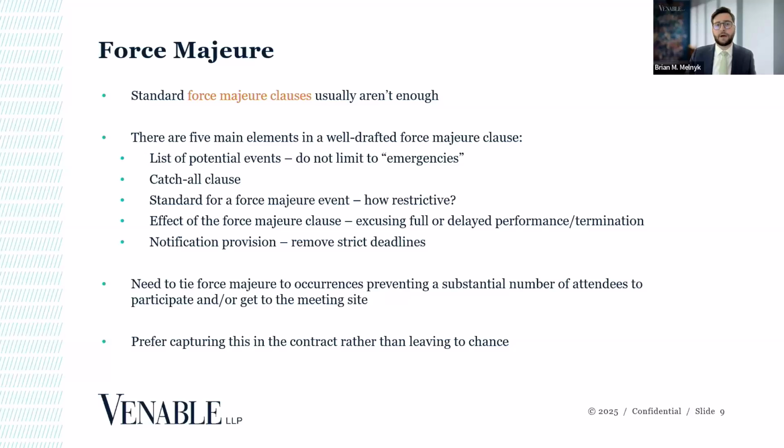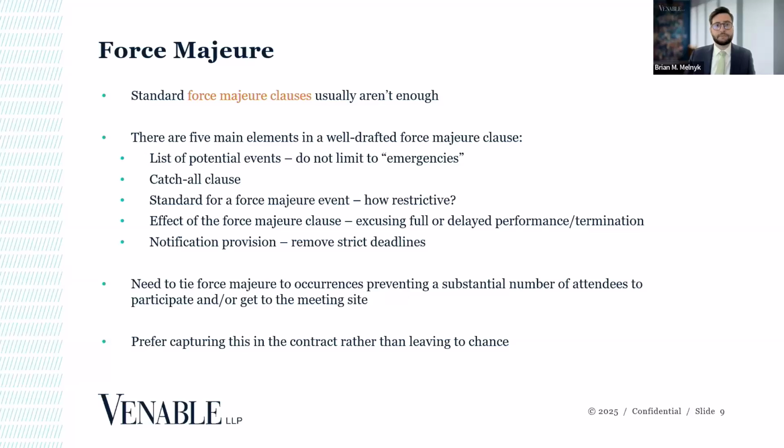There are five main elements in a well-drafted force majeure clause. The first and perhaps one of the most important is the list of potential events that qualify as a force majeure event. So this, your typical enumerated list, would include acts of God, threats or actual acts of terrorism, floods, fires, etc. But don't just limit it to emergencies. Be specific. Include that laundry list to ensure that the type of force majeure event that may arise is covered, and it eliminates or mitigates the potential of arguing over it in a dispute later.